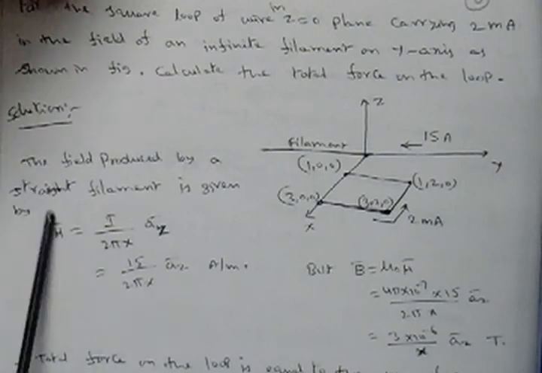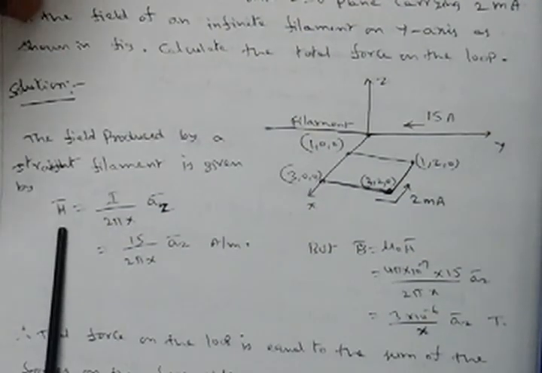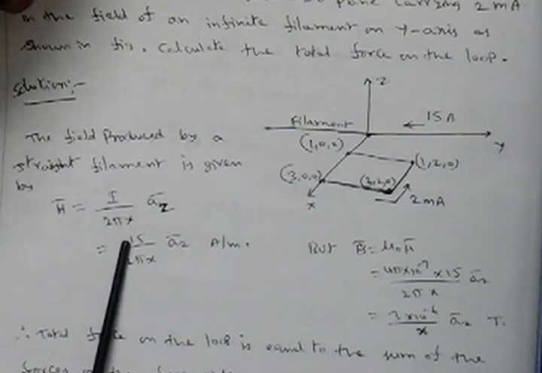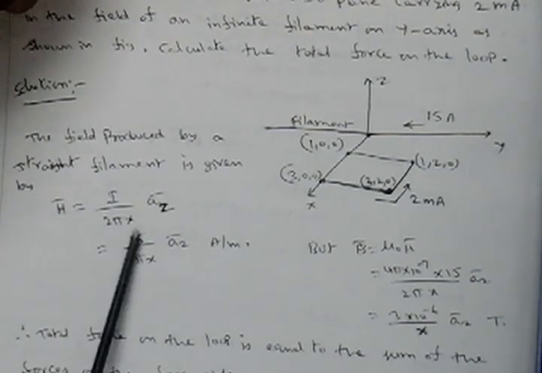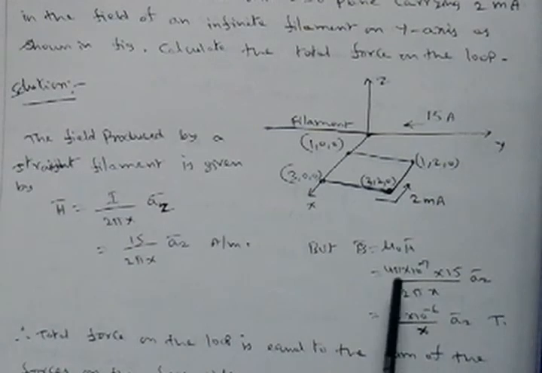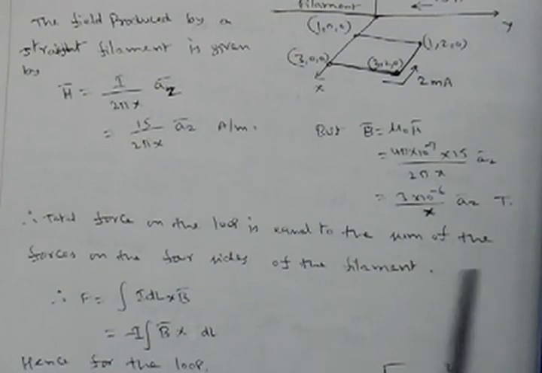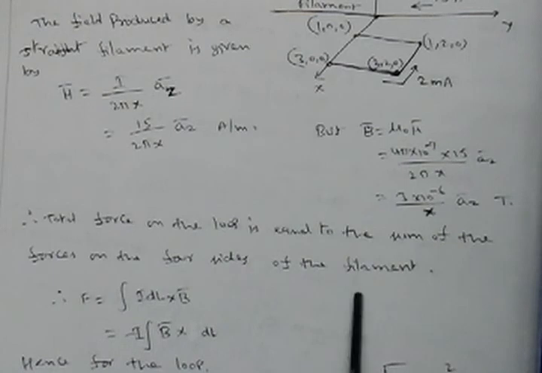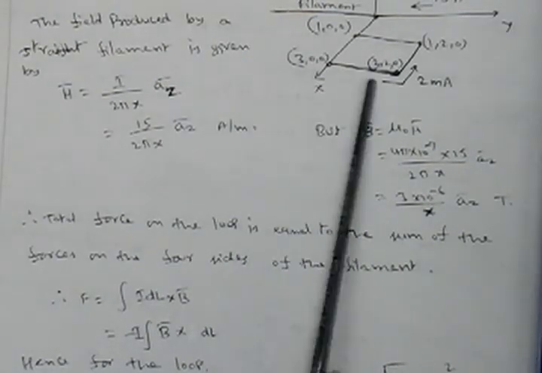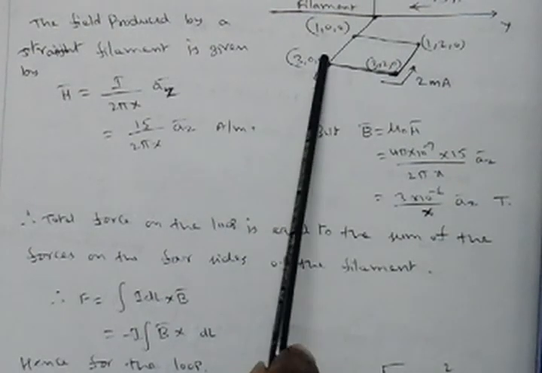The solution is: for a filament, we know the standard formula for magnetic field intensity, H bar is equal to I divided by 2 pi x into Az bar. X is nothing but a distance, the radial distance r, and we know B is equal to mu naught into H. So the total force on the loop is equal to the sum of the forces on the four sides of the loop. So force along this direction, this direction, this direction, and this direction.